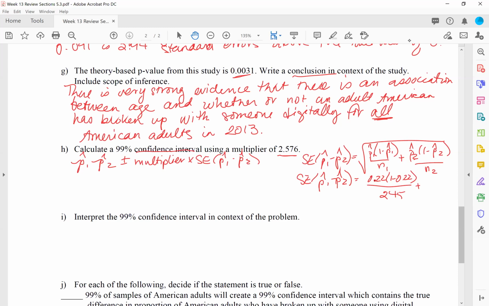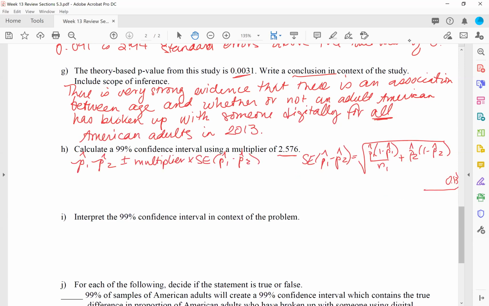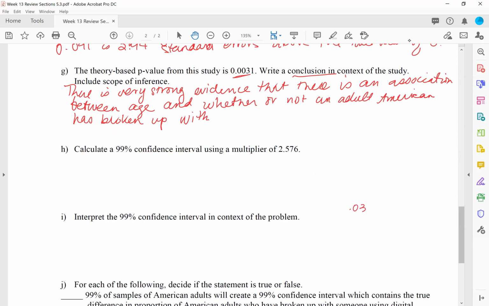And then 47 divided by 363 is 0.129. So I'm just going to say 0.13. So that standard error is 0.032.